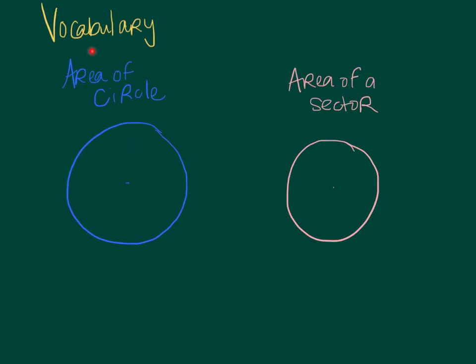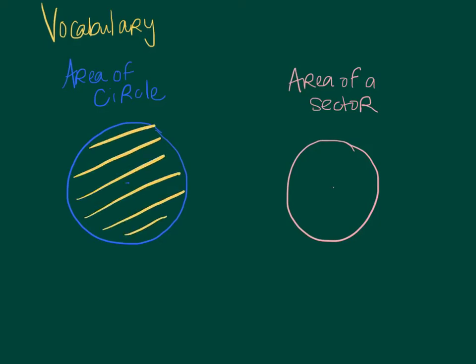So what's the difference between the area of a circle and the area of a sector? If you find the area of a circle, you're finding the area of the entire portion of the circle. If you're finding the area of a sector, then you're only finding the area of a part of the circle, so only this piece. So what's the difference in the procedure?